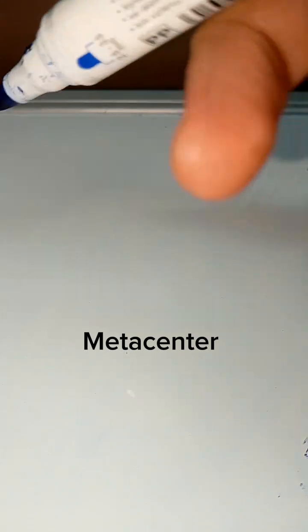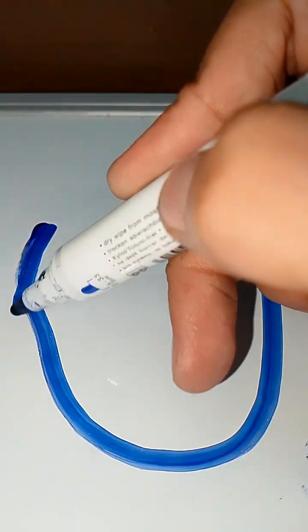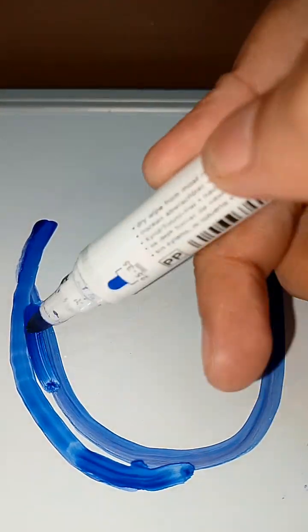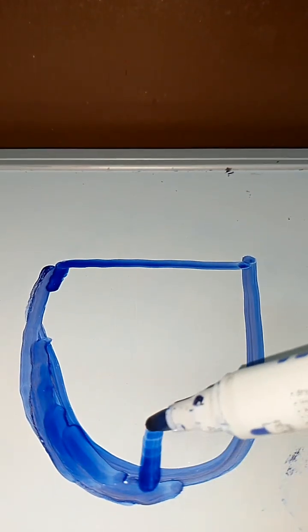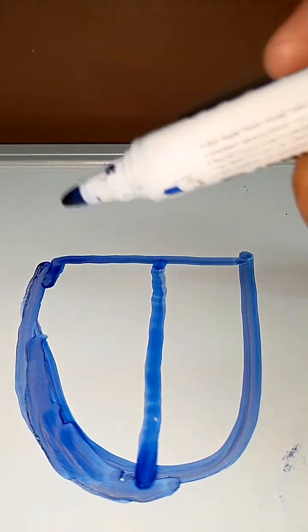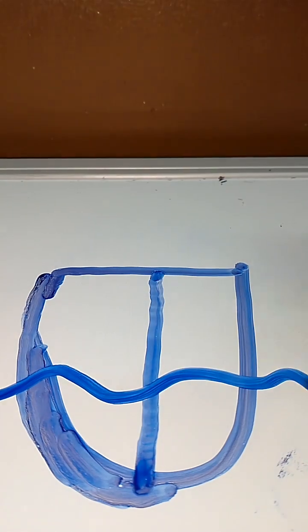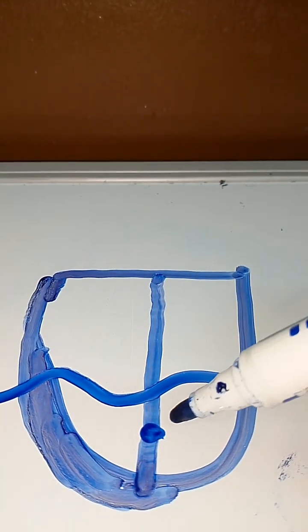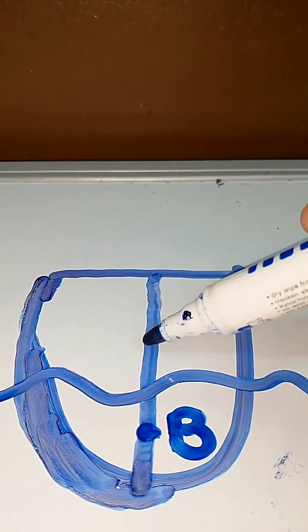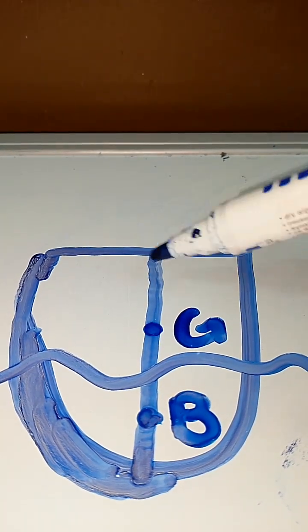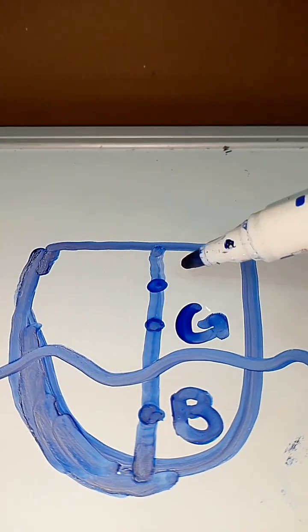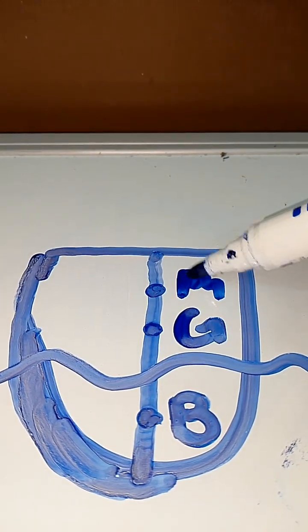Next is the metacenter. So if you draw another one to make it clear, this is the center line, and this is the water line. This is where the center of buoyancy is, and this is where the center of gravity is. The metacenter is located here, just at the intersection of the buoyancy and the center line.